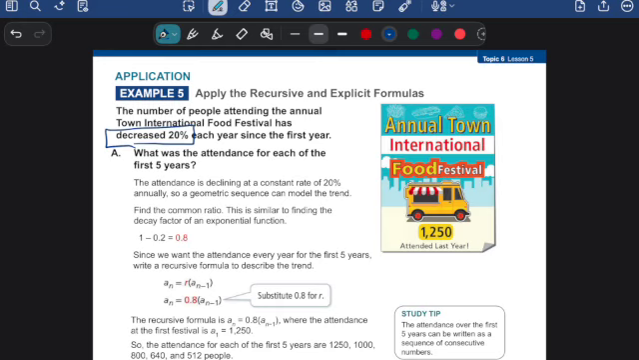If we're losing 20% each time, that means we start with 100% or 1 and we're subtracting 20%. So our actual multiplier is 0.8. You could also think of it as we are keeping 80% of the previous year, right? If we're losing 20%, we're still keeping 80%. So we're going to do 80% times the previous year over and over again. Writing that into our recursive formula, if we know the previous year, that's the a sub n minus 1 term, we're just going to multiply it by 80% or 0.8.